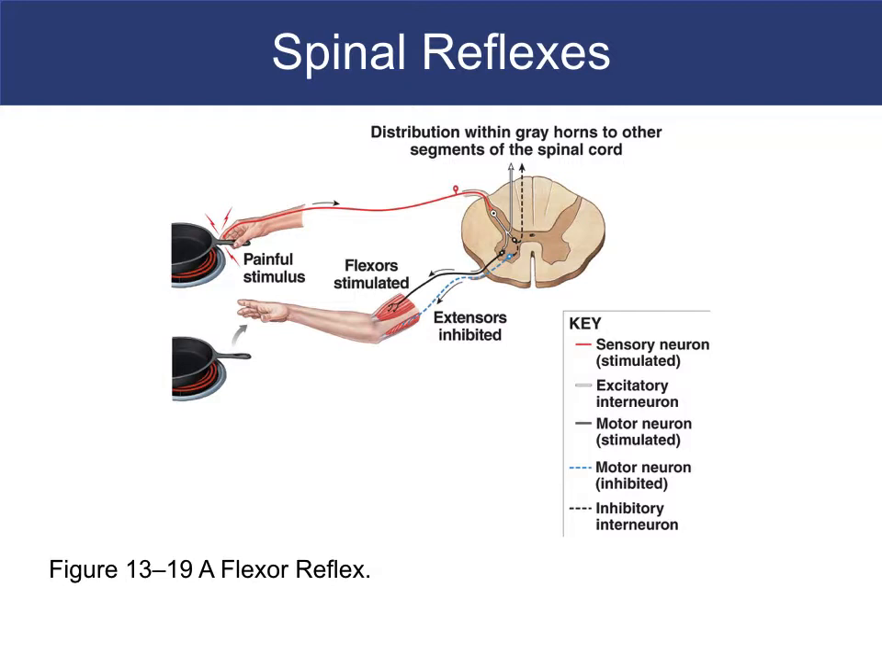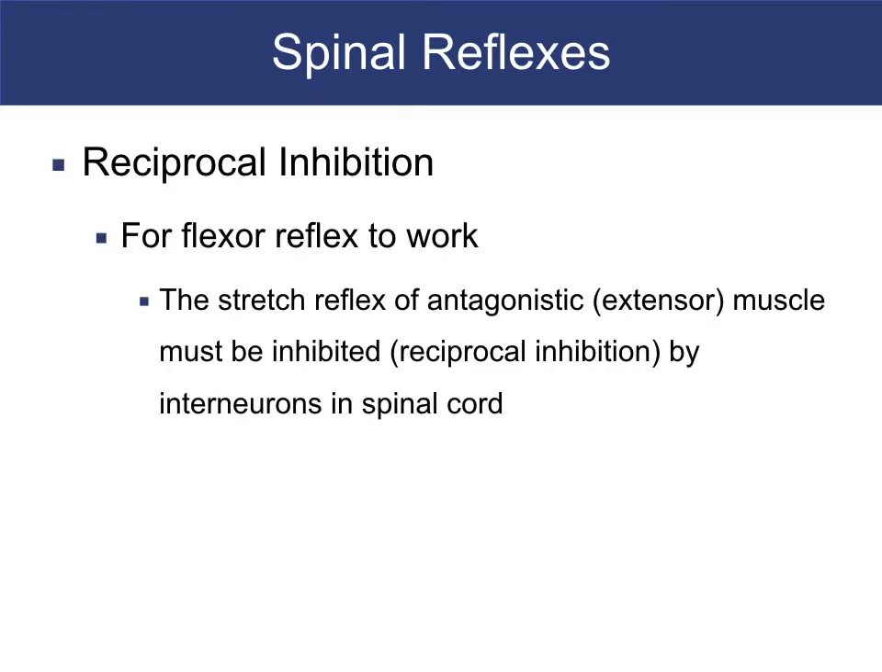Now the thing you've got to realize is that when you go to pull your finger up off that painful thing, you not only have to flex your flexors, but you want to relax your extensors, okay? So that's why you see this here. The flexors are stimulated, but the extensors are inhibited, because if you're still holding your triceps tight, you can't do it. So you have to stimulate one and inhibit the other. That's what reciprocal inhibition is about.